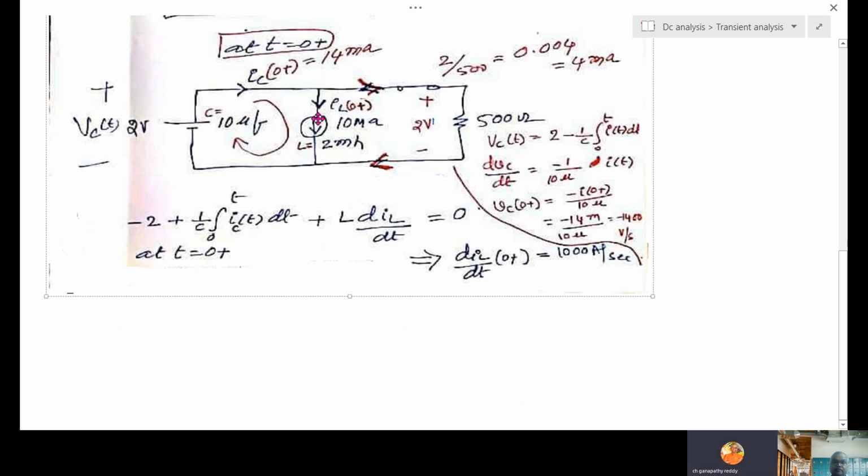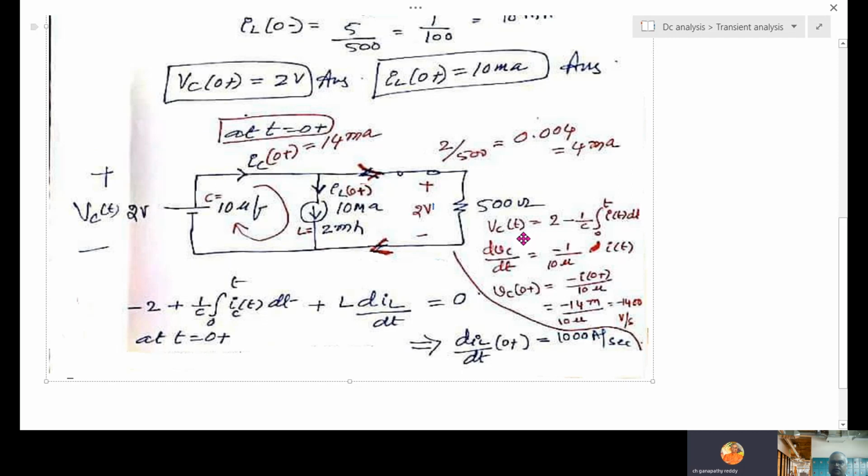Next, write the mesh equation here. Minus 2 plus 1 by c integral I dt. This is the discharging current. This is the initial voltage already there. Minus infinite to 0 minus is the initial value that is already taken. 0 to t is the further. Plus voltage here is L dIL by dt equal to 0. Just written the mesh equation. Now at t equal to 0 plus, this is anyway 0. This is 0. Solve for dIL by dt at 0 plus, you got 100 amps per second.